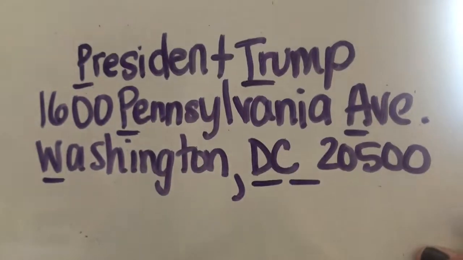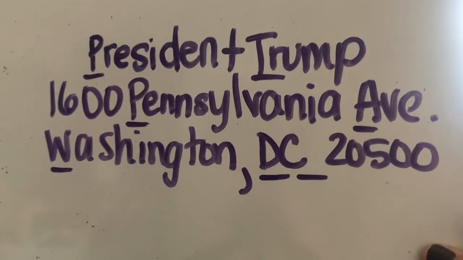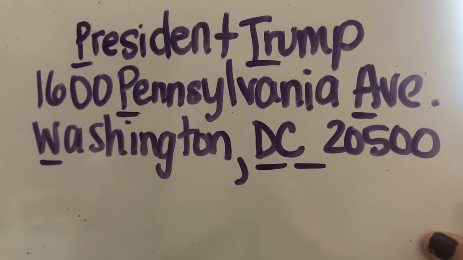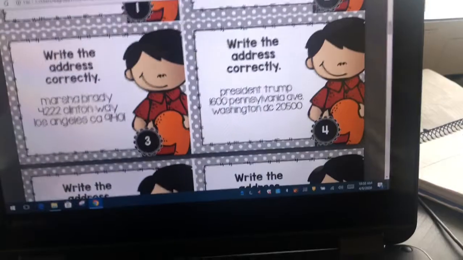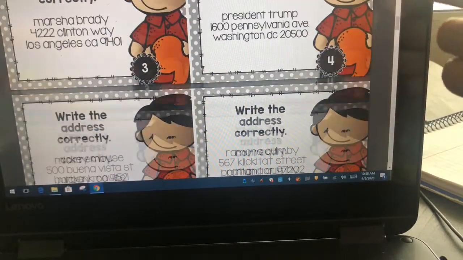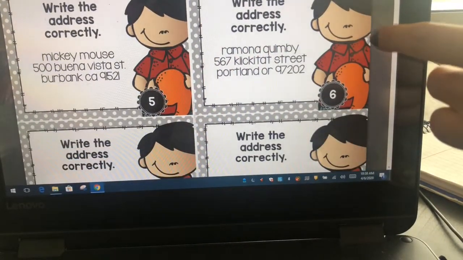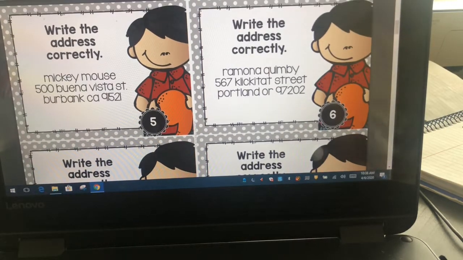If you wrote your address like this, you are correct. Practice writing these addresses.